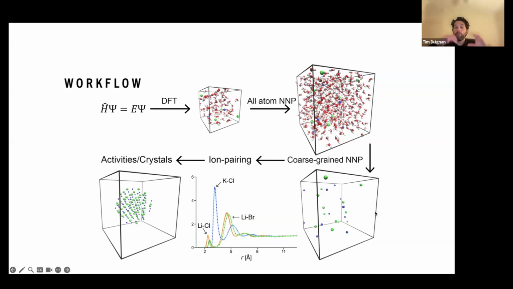So we take the neural network potential molecular dynamics simulations, we take those big simulations, and then we extract just the ion coordinates and just the forces on the ions. So we just throw away the waters and all the forces on the waters. We don't care about that.